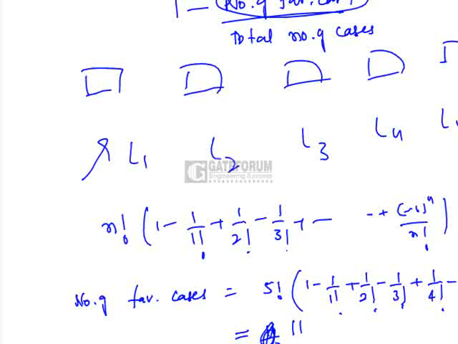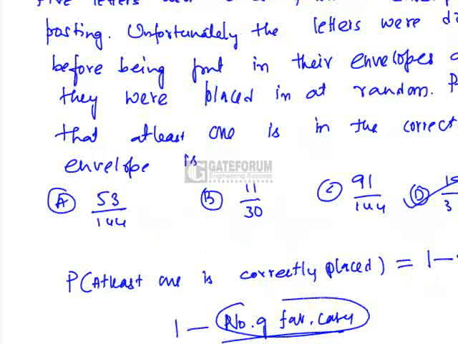1 minus favorable cases, which are 11. Favorable cases will be 44. If I simplify, this will be 44 by the total number of cases, which is 120, that is 5 factorial. If I simplify, it will be 19 by 30, which is nothing but option D.